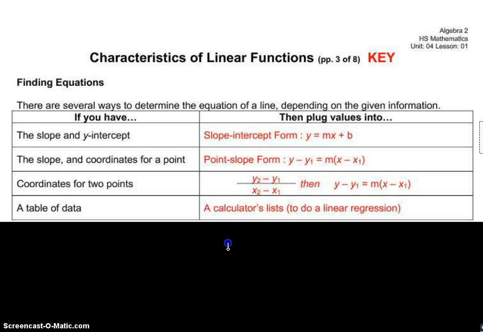And then the last one is going to be a table of data. Here, I'm going to actually show y'all how to do it in the calculator. Again, most of you are familiar with STAT on the calculator, but I will go over this. So for right now, just write a calculator's list.